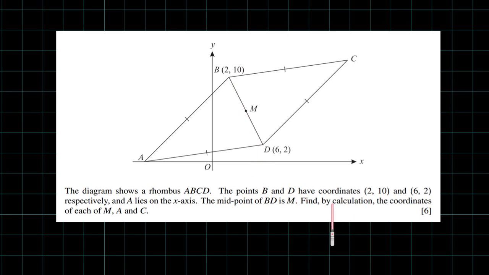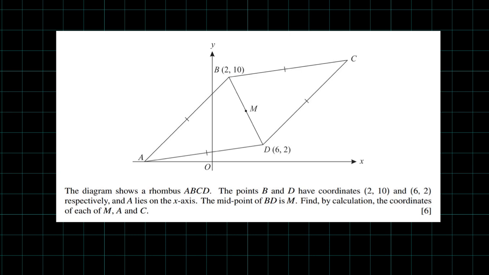Find by calculation. That means we cannot draw and figure this out. We have to show every single piece of step, every single piece of calculation. The coordinates of M, A and C. So that's M, that's A and that's C.